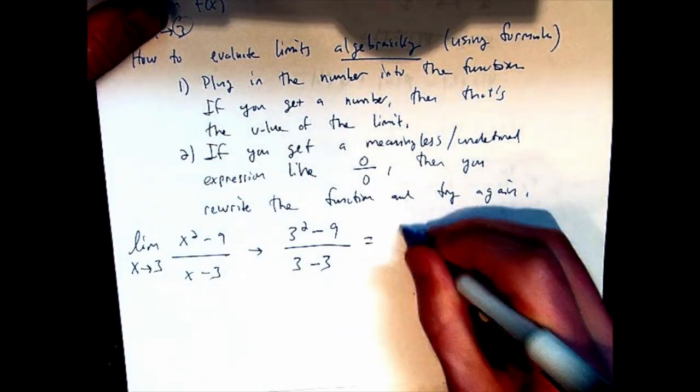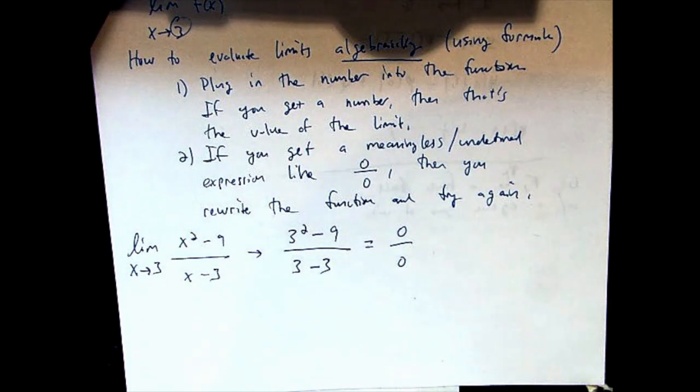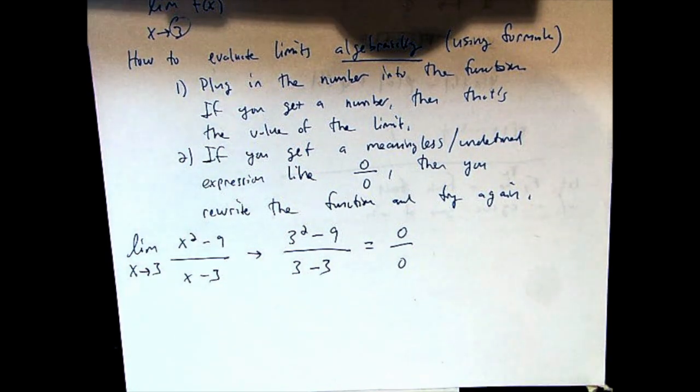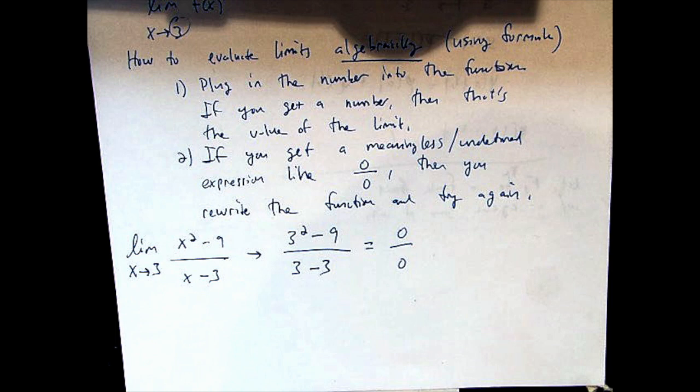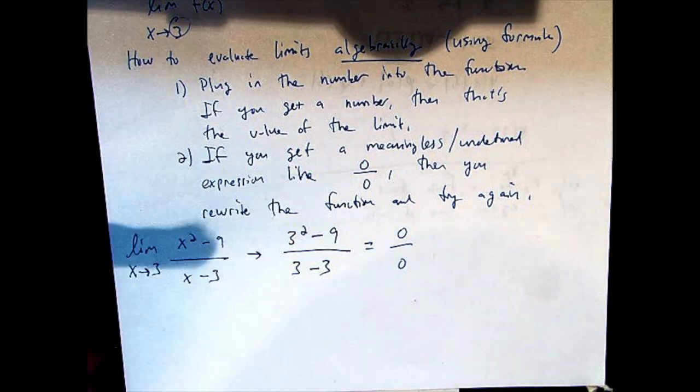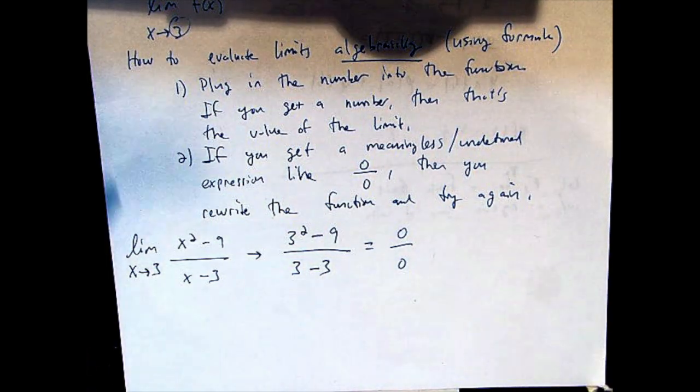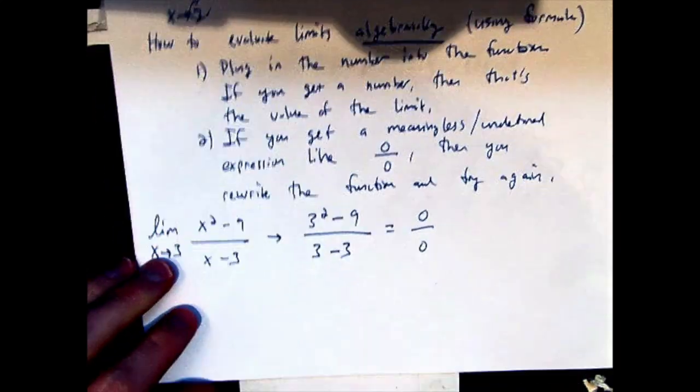Well, that's 0 over 0, isn't it? That is meaningless. That's a meaningless expression. It's not 1, it's not 0. What that signifies when you get 0 over 0 is that you have to rewrite the function somehow and try again. Okay? You have to rewrite your function, simplify it maybe, or rearrange it somehow, and then try plugging the number in again and see if you get something reasonable, see if you get a regular number.